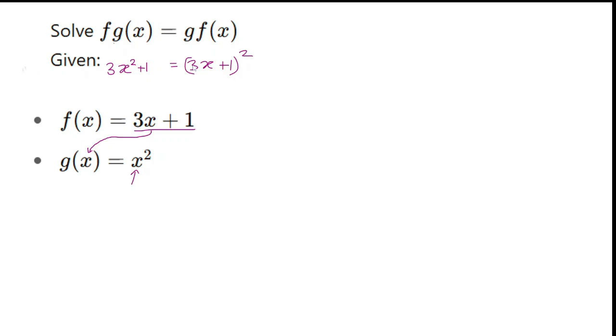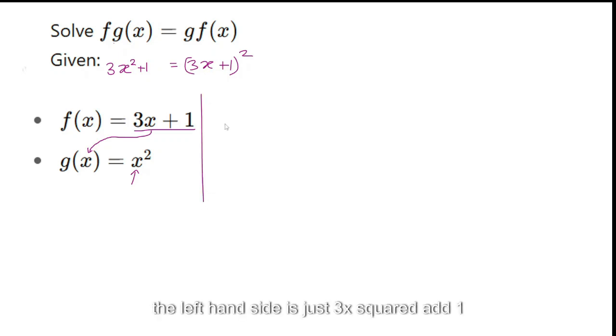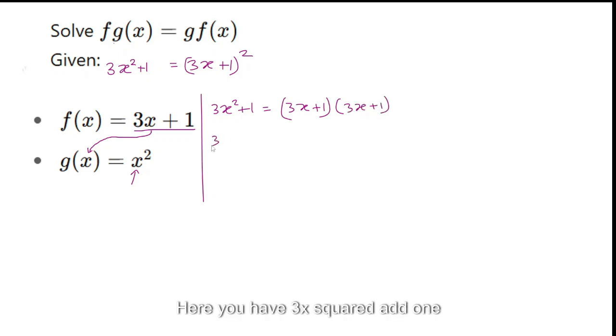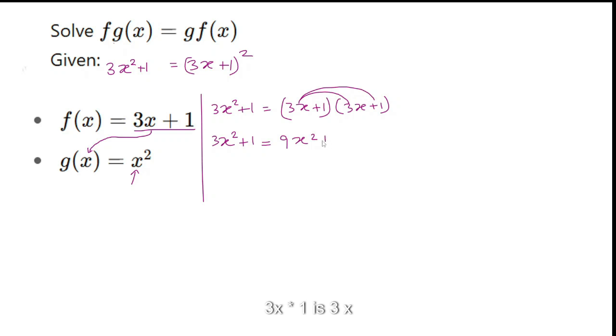So let's do that. The left hand side is just 3x squared add 1. The right hand side is (3x add 1) multiplied by (3x add 1). Here you have 3x squared add 1 is equal to 3x times 3x, which is 9x squared. 3x times 1 is 3x. 1 times 3x is also 3x. 1 times 1 is 1.